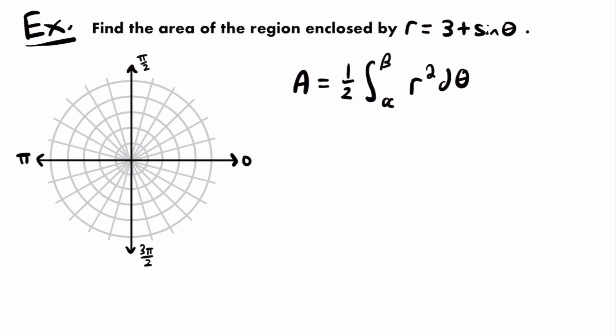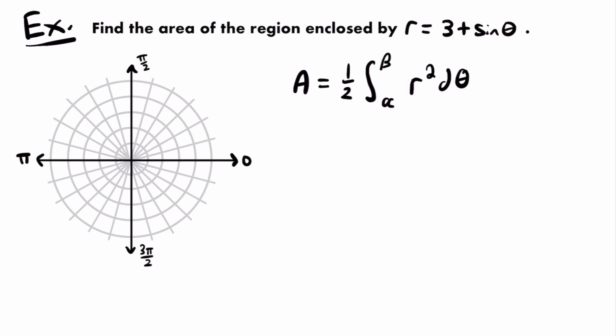As I said, the bounds of integration, alpha and beta, are values of theta. Those are the two angles between which the area we want to calculate lies. And r is just equal to whatever your polar equation is. Here r is equal to 3 plus sine theta, so we would replace r in this integral with 3 plus sine theta.